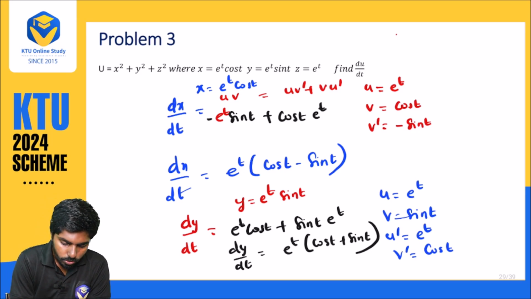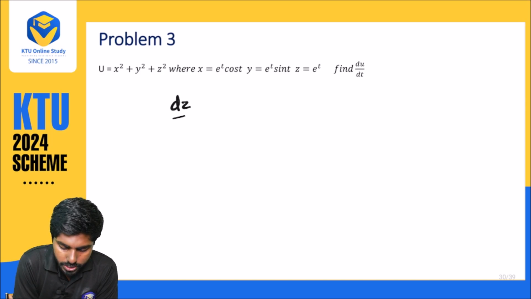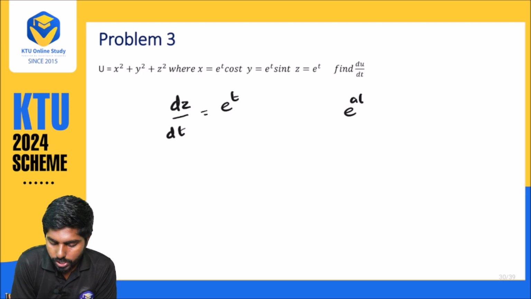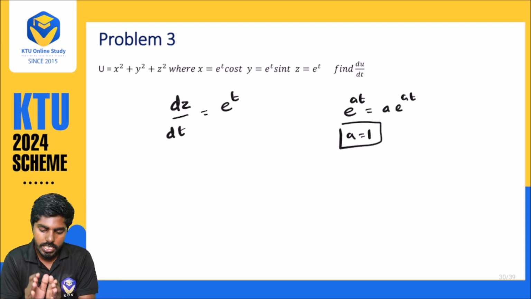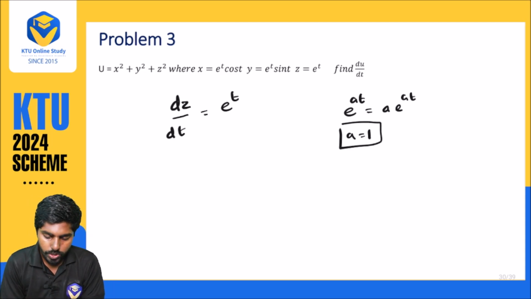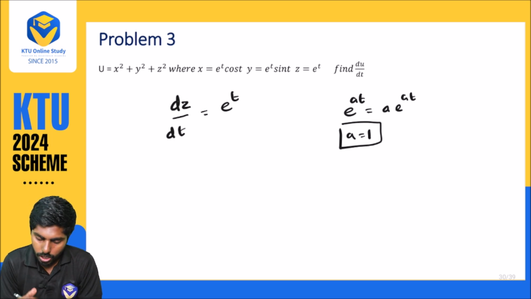Okay, so now we also want to identify dz by dt, that is nothing but e power of t, that is e power of at, which is equal to a into e power of at. So a equal to 1, so that is the reason we are getting the same value, e power of t. So we have identified each and every value. Now we want to substitute.